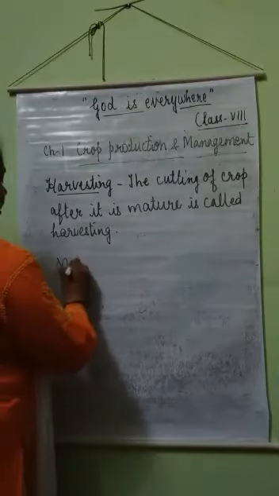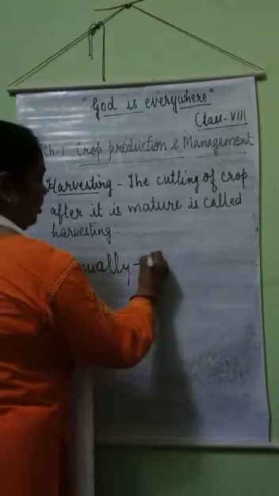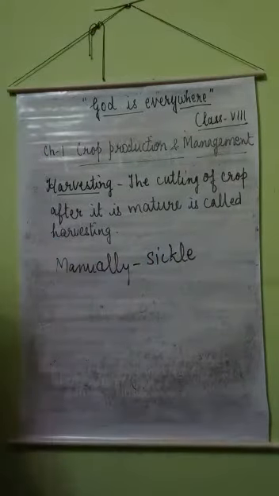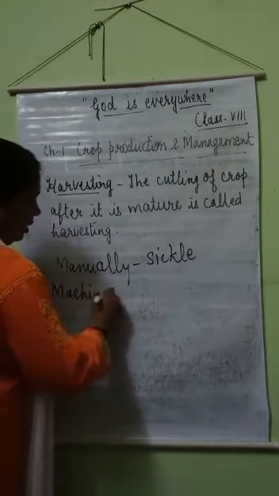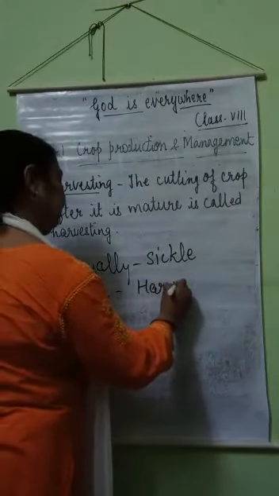Manually, farmers cut it by using a sickle, or by machine. The machine which is used for harvesting is known as a harvester.